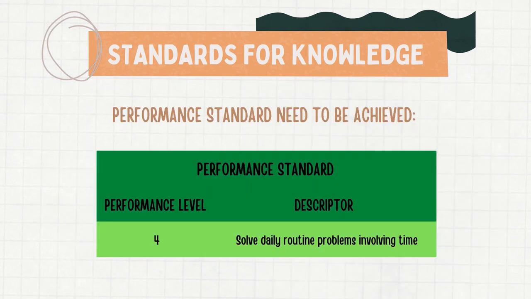To be more specific, the general interpretation of performance level 4 mentioned earlier is specified in the topic of time in order to succeed in the achievement of students in the learning standard chosen. The performance level required for students to achieve is level 4, which describes that students can solve daily routine problems involving time. According to the learning standard, students should be able to solve problems involving time in daily situations.